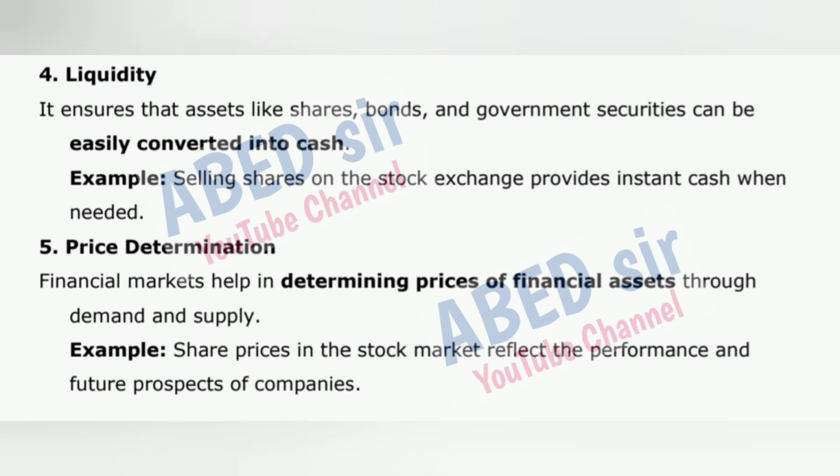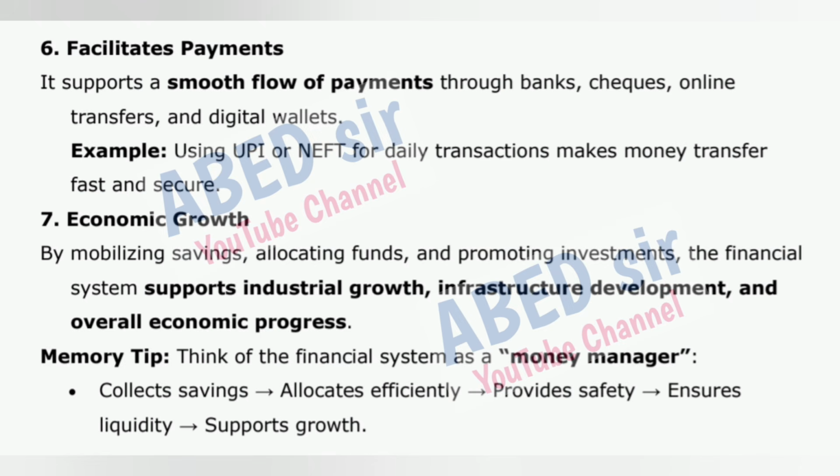5. Price determination. Financial markets help in determining prices of financial assets through demand and supply. Example, share prices in the stock market reflect the performance and future prospects of companies. 6. Facilitates payments. It supports a smooth flow of payments through banks, checks, online transfers, and digital wallets. Example, using UPI or NEFT for daily transactions makes money transfer fast and secure.